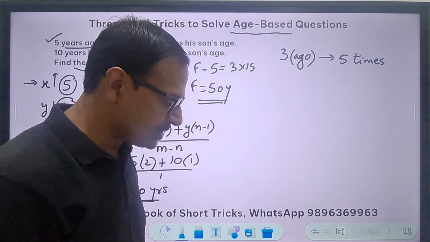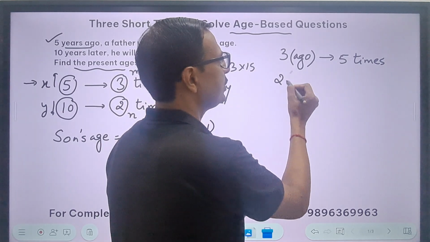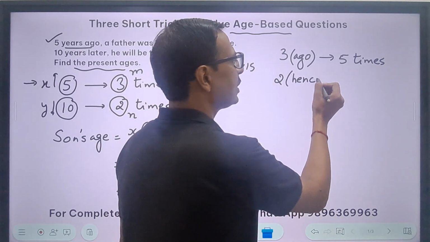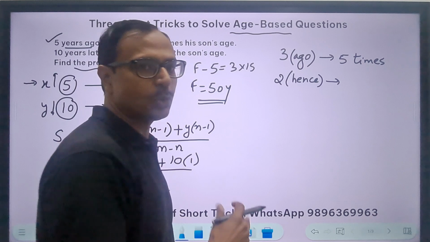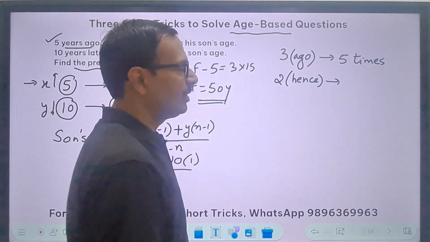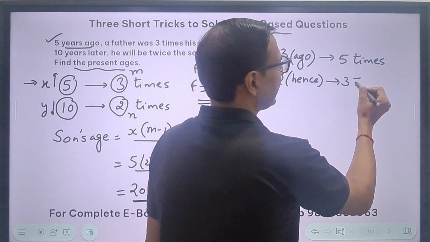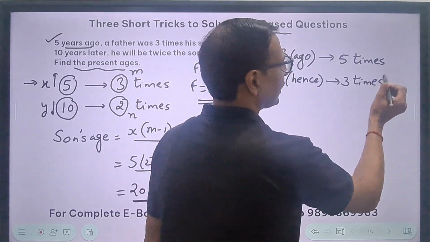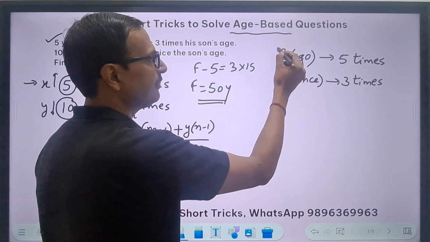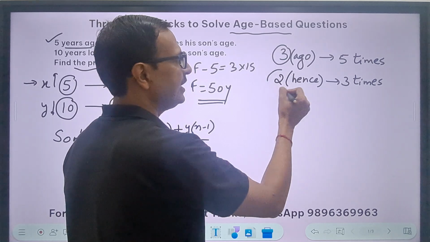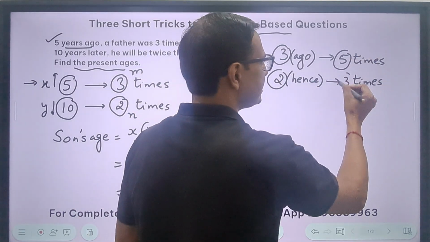And then the second condition, 2 years later. So this is 2 years hence. Hence or later means the same. And so 2 years hence, what happens? Father becomes 3 times the son's age. Now you know the values. Here we have x, this is y, this is m, and this is n.